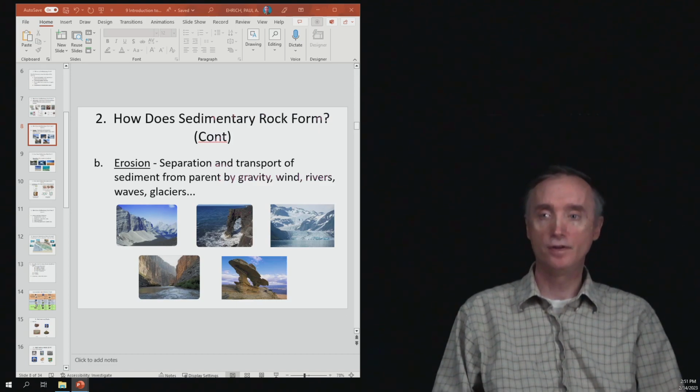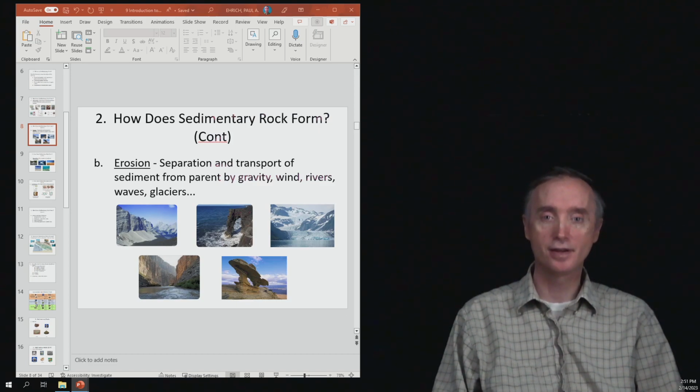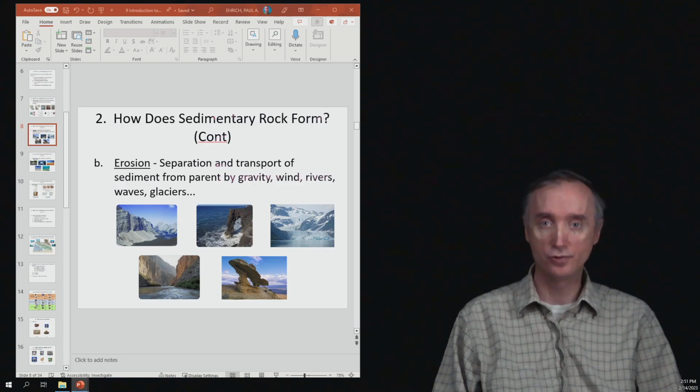All right, so now that we've got our pieces parts, the next thing is we've got to move the pieces parts. And so that's where erosion comes in. So erosion is going to be the separation and transport of the sediment from the parent, and it can be caused by gravity, wind, rivers, ocean waves, glaciers, and other things.